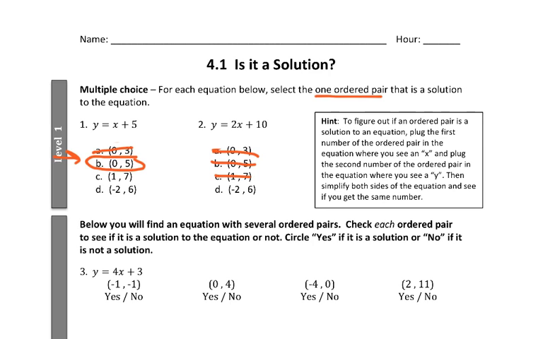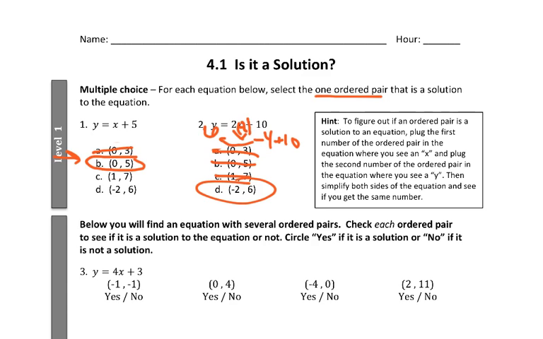So we're going to have 2 times negative 2 here, and we're going to have a 6 over here. Well, 2 times negative 2 is negative 4, and negative 4 plus 10 does equal 6. So D is going to be the right answer there. Alright, let's go down to level 2.